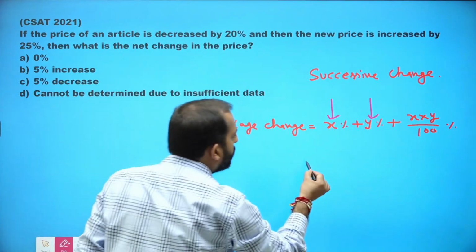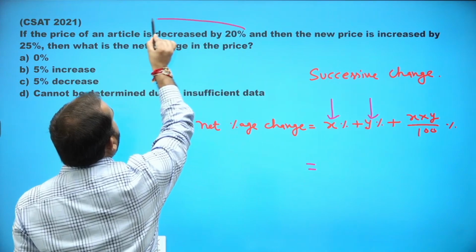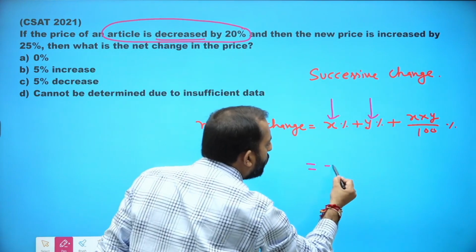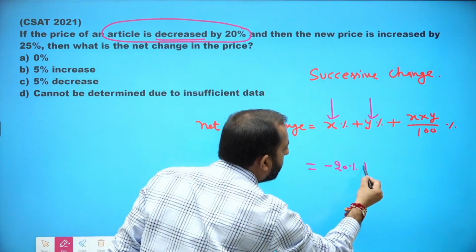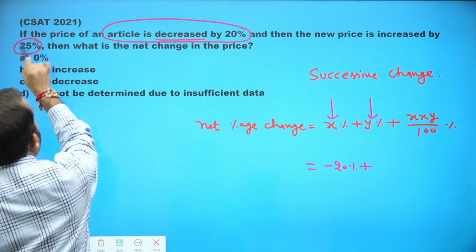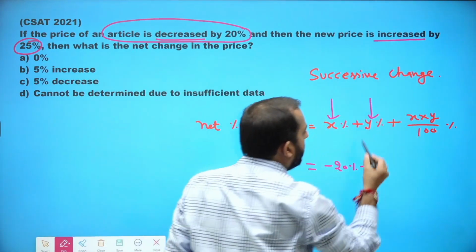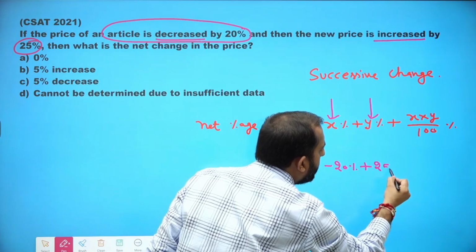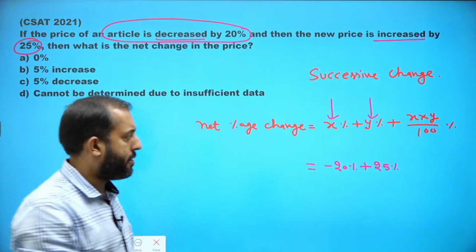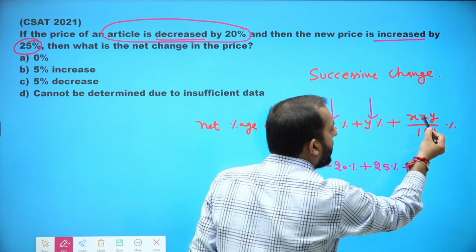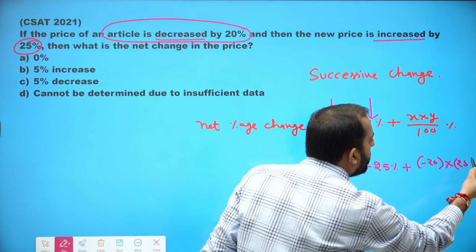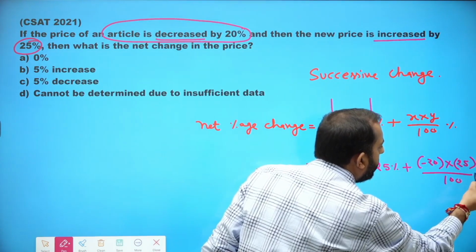So for this particular question, you can see the first change is of 20% and it is a decrement, so the value of x will be minus 20%. Then the next change is 25% and it is an increment, which means plus 25%. So the value of y is plus 25%. Now plus x into y, meaning minus 20 into positive 25 upon 100, and in the end the percentage sign again.